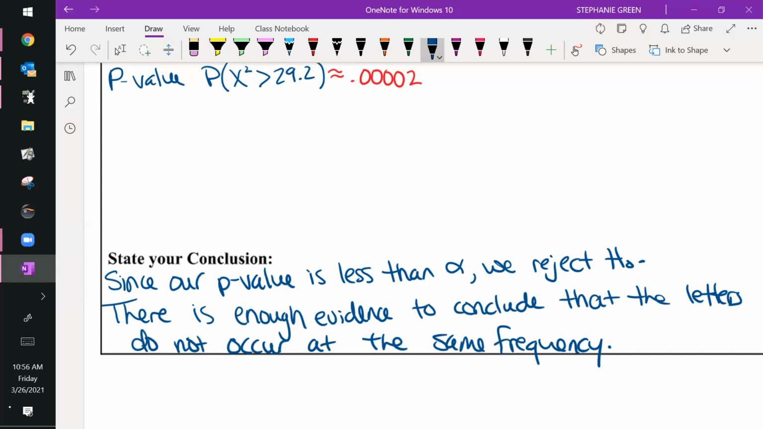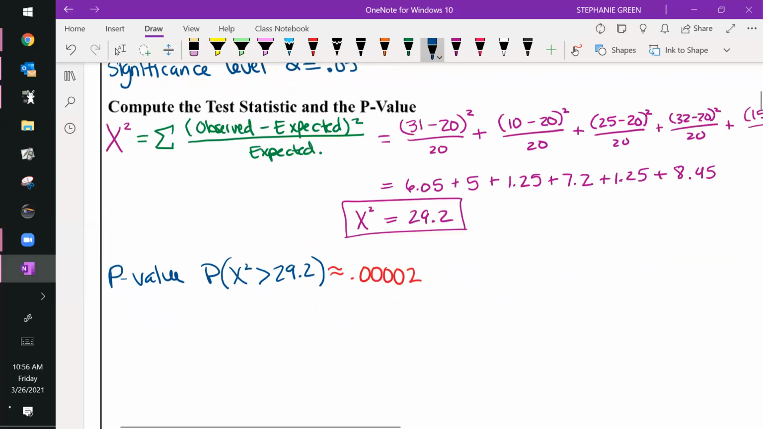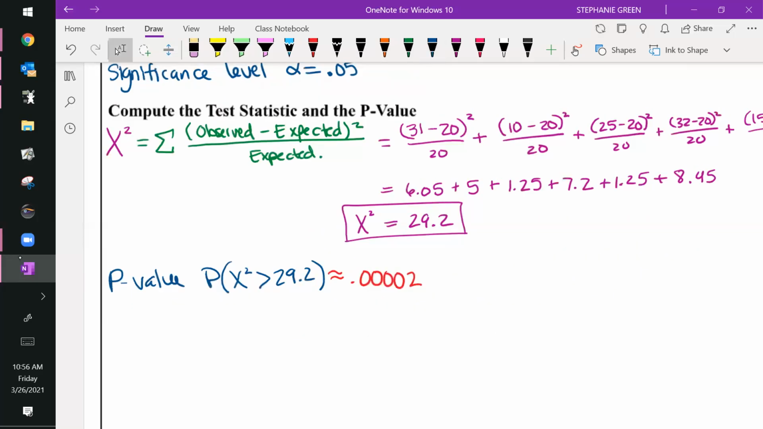Ta-da! All right. Okay, and then one more thing going back here. If we have access to our calculator, there's an even faster way we can do this part.